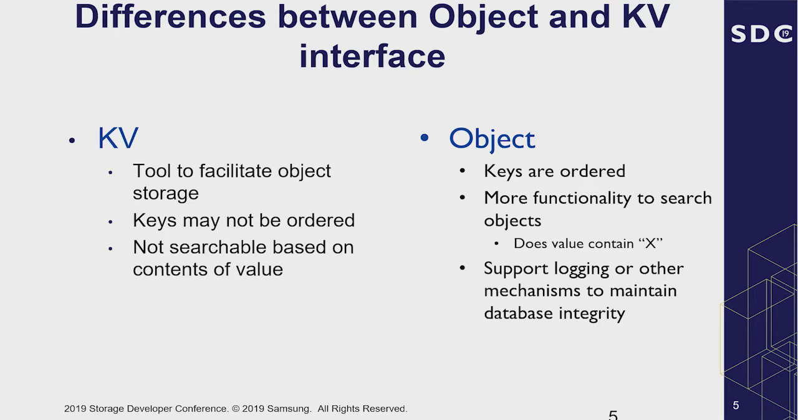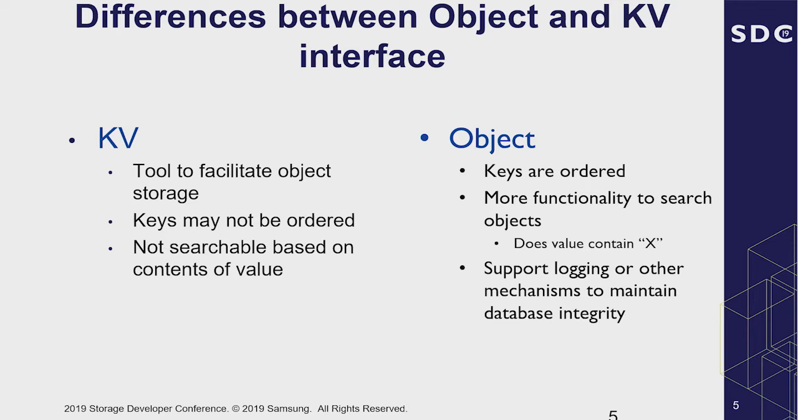It's also not searchable based on the contents of the value. So I can't say to my key value device from an upper layer, go find me all of the key value pairs that have this particular social security number in them. It's not intended for that level of object storage or object searching. So with object storage, the keys can be requested in some form of order.